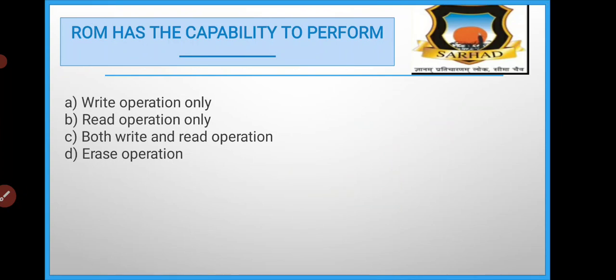Question number 22. RAM has the capability to perform dash dash. Option A, write operation only. Option B, read operation only.